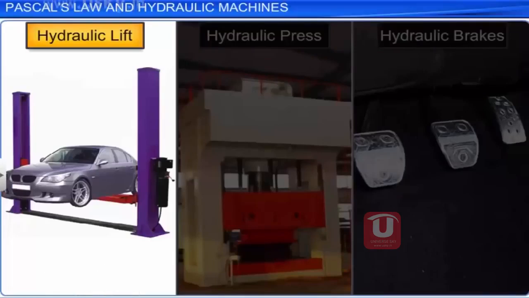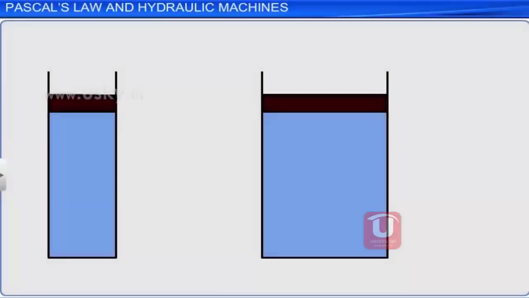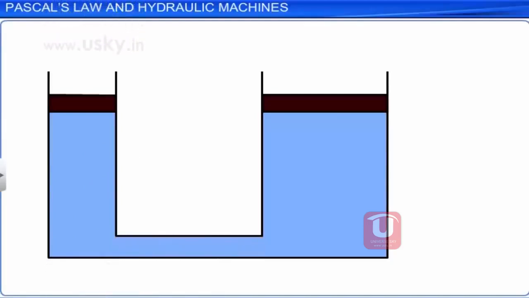It consists of two cylinders fitted with airtight pistons of varying cross-sectional areas. The two cylinders are connected to each other with a horizontal pipe, where the container is filled with an incompressible liquid. The load to be lifted is placed on the piston of larger cross-sectional area, A2. Let a downward force F1 be applied on the smaller piston, A1.